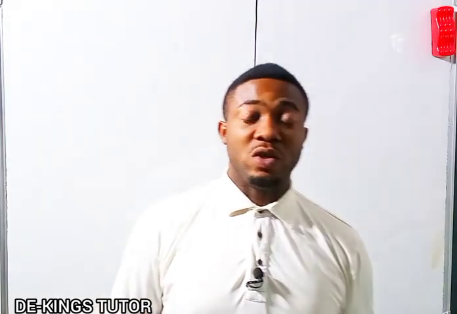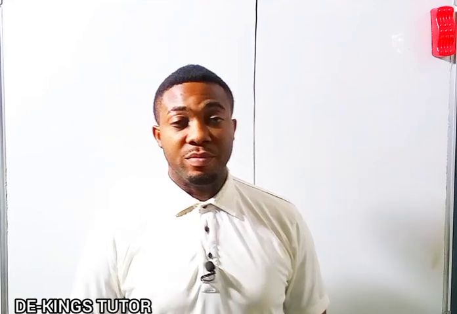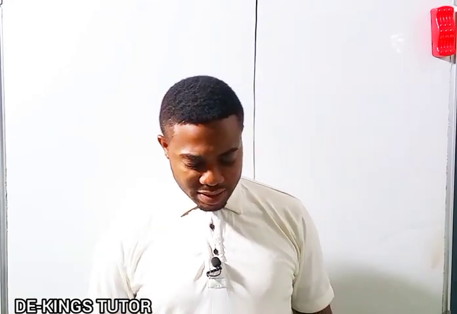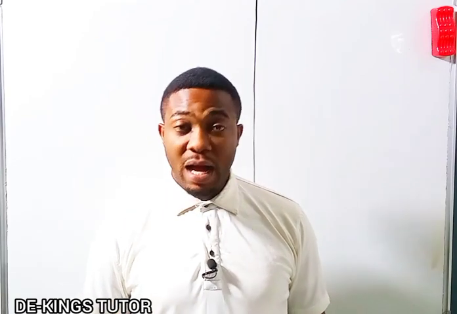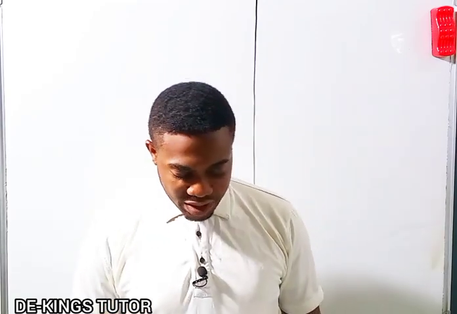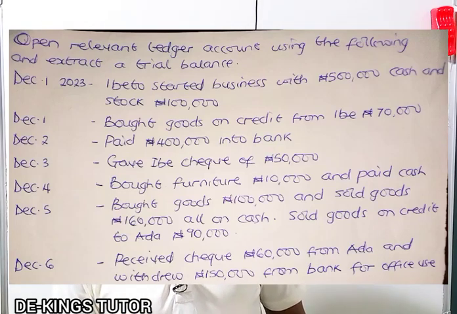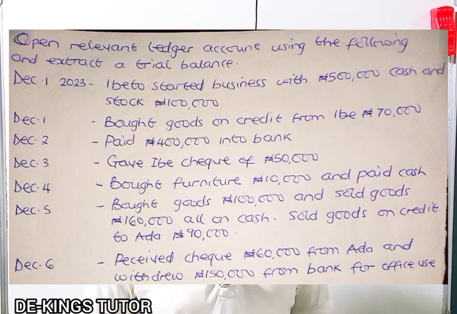Okay, now I want to see a question on posting to ledgers and trial balance. It is also a question from the IMSU 100 level past question recently set. It has to do with ledger and extracting of trial balance. Now the question said, open relevant ledger account using the following information, and extract a trial balance.